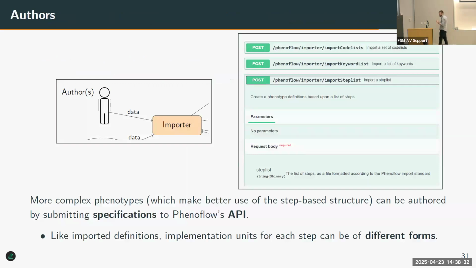So that's the automatic parsing under the model. We also allow humans to write phenotypes under the Phenoflow model.